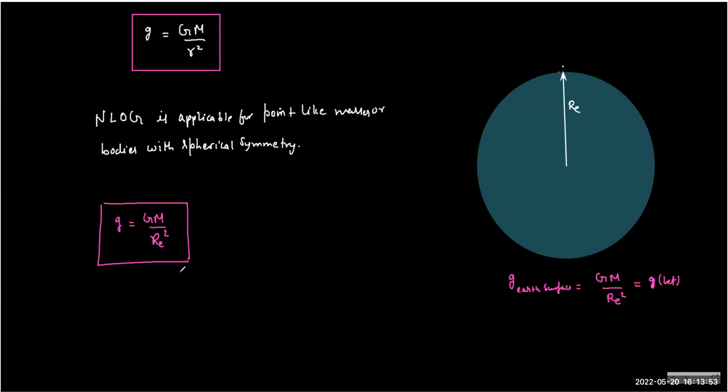Now generally we are interested in finding the g at any height from the Earth's surface. So we call it variation of g with height.